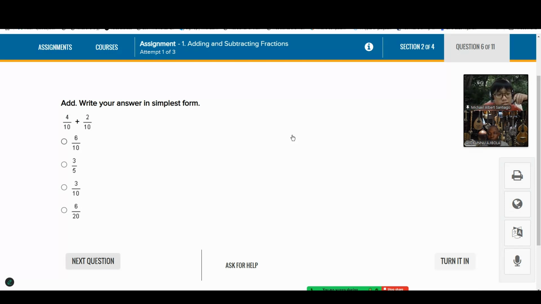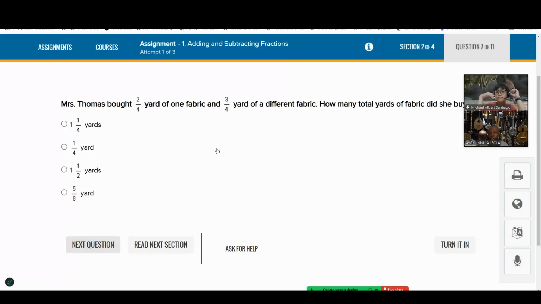I think the third option. The third option. Okay. Why do you pick the third option? 4 plus 2 is 6. 6 over 10 is going to be 3 over 5, okay? Okay. Yeah. So let's go for the next one.